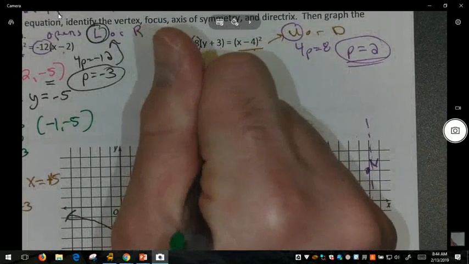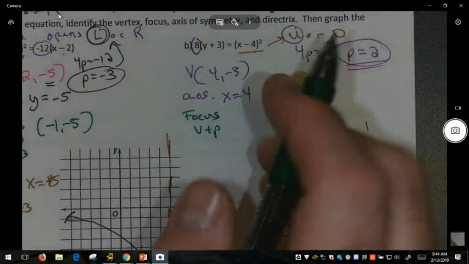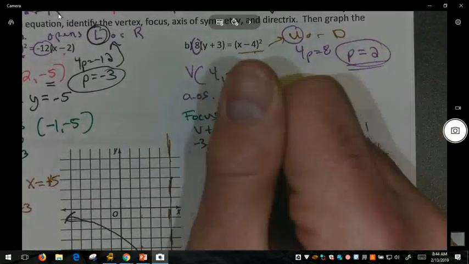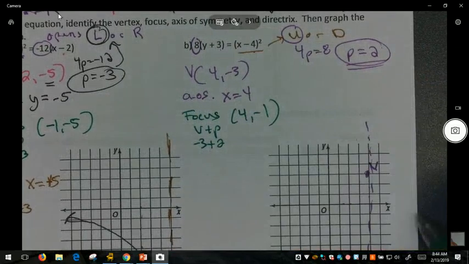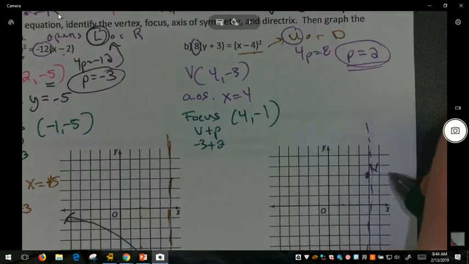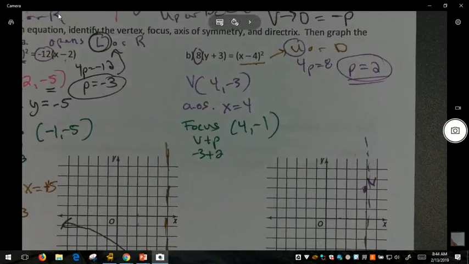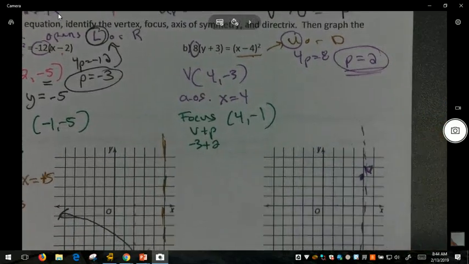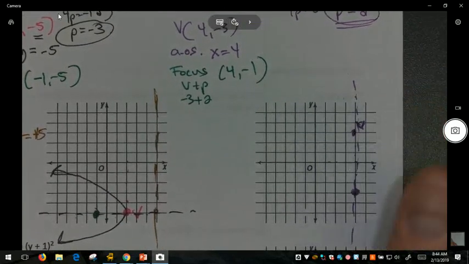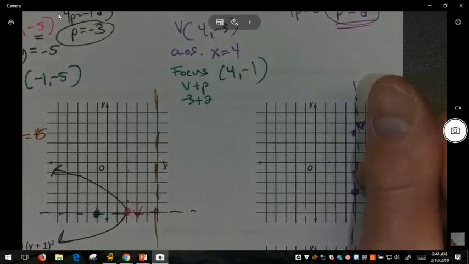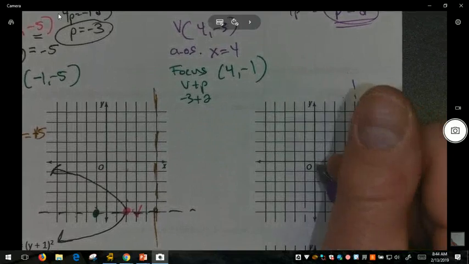My focus is my vertex plus p, except it's the y coordinate that's changing. So I have negative 3 plus 2, which is negative 1. So 4 comma negative 1. Wait. I plotted it in the wrong spot. It's totally my fault. Vertex should not have been up there. It should have been at 4, negative 1, 2, 3. And now my focus is at 4, negative 1. That makes a lot more sense because it's going to open upward around the focus.